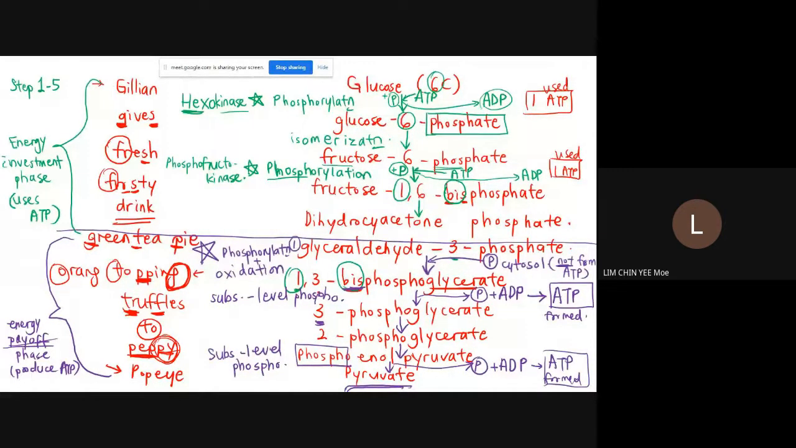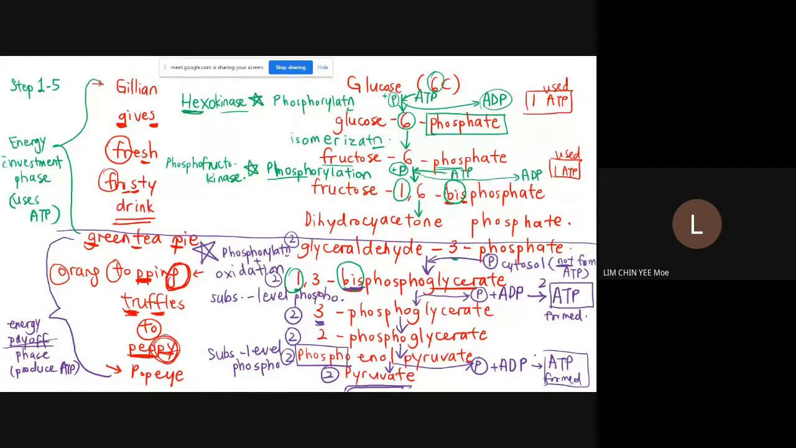But now, class, tadi kita cakap 1 glucose until step 5, I ada berapa G3P? 2. So semua benda ini you kena times 2. It means that I have 2 G3P, I have 2 molecules of 1,3 bisphosphoglycerate, I have 2 molecules of 3 phosphoglycerate, I have 2 molecules of 2 phosphoglycerate, and I have 2 FADH and 2 of this. Semua ini sepatutnya times 2 because my G3P at step 5 dah jadi 2.